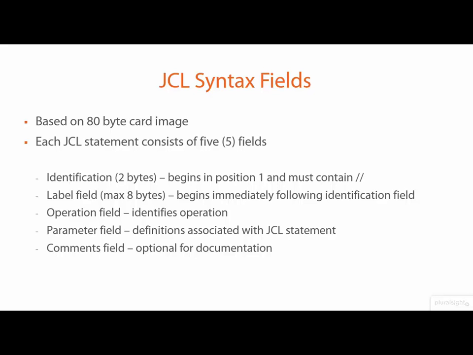The label field immediately follows the identification field with no spaces and is used to assign a name to the JCL statement. The operation field is separated by at least 1 space before and after and identifies the type of JCL statement that it is: job, execute, or DD. The parameter field is described by the values that may be coded on a particular JCL statement to define the resources or options to be used. Finally, anything else that occurs on the JCL statement would be treated as comments.